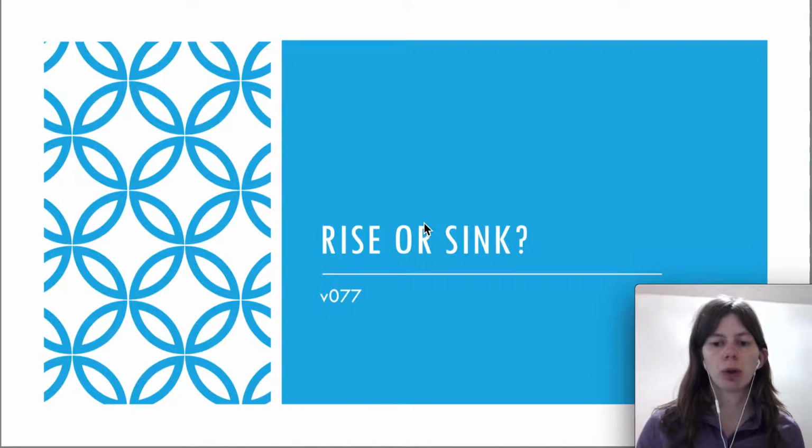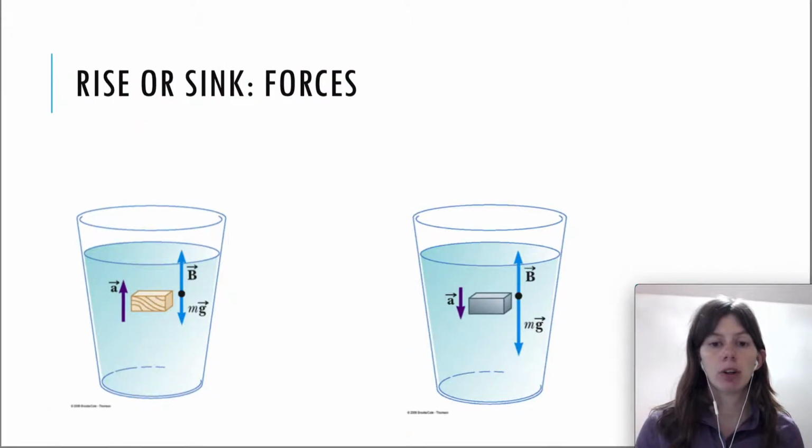In this video, we're going to see what happens to an object when we place it in water. Is it going to sink to the bottom or rise to the surface? This has to do with two things. It has to do with the buoyant force acting on the object, and it also has to do with the density of the object. You can look at either one to figure out what's going to happen to that object. First, let's take a look at the forces on the object.